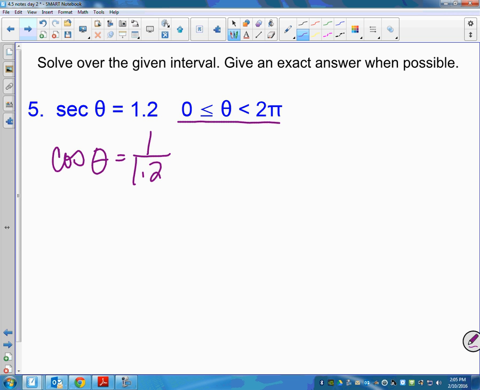If I'm solving for the angle, I'm using that inverse button. I'm in radian mode. And my calculator should give me an answer. I could already think about what quadrant it should be in. Cosine is positive in quadrant 1. Which means my calculator should give me an answer in quadrant 1. So I'm going to hit, in radian mode, inverse cosine of 1 divided by 1.2. And I get an answer of like 0.59.